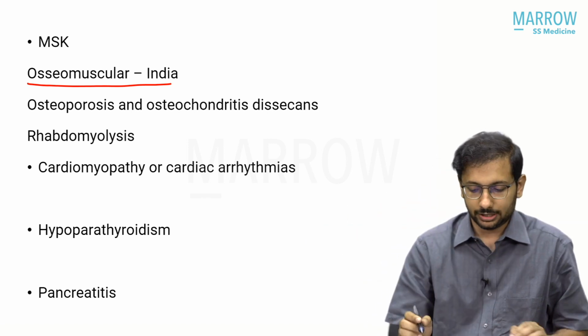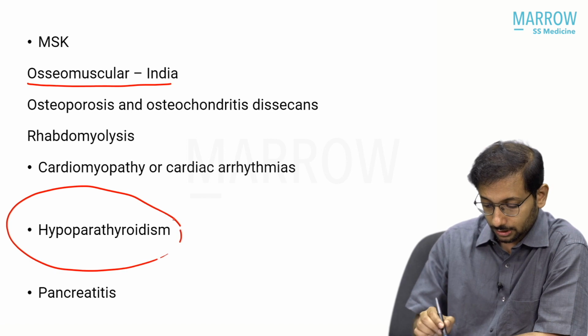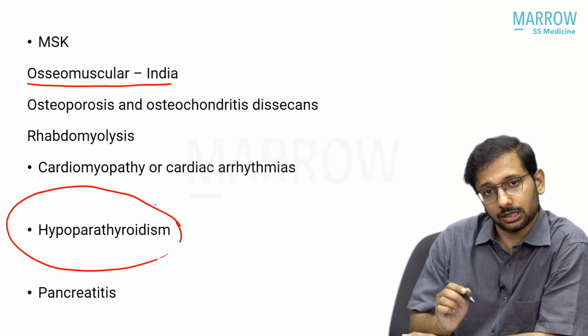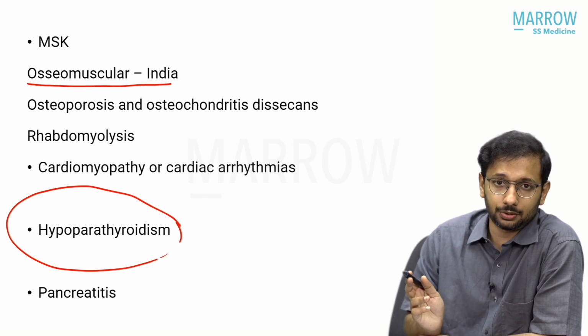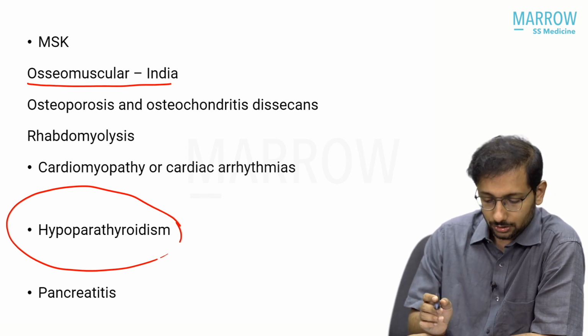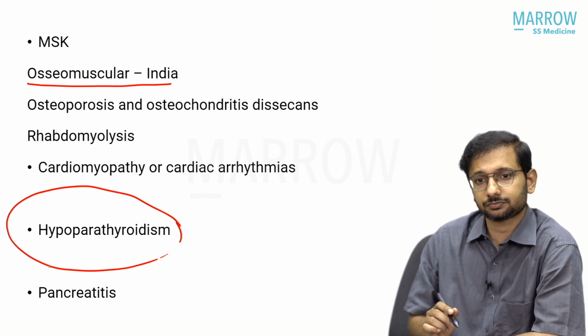You can always have cardiomyopathy and cardiac arrhythmias. You have hypoparathyroidism. Endocrine manifestation of Wilson disease, hypoparathyroidism. Not hypothyroidism, not hyperparathyroidism, but hypoparathyroidism. Because of deposition of copper in the pancreas, you can have pancreatitis as well.